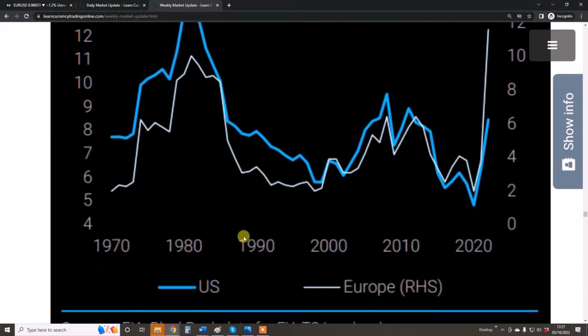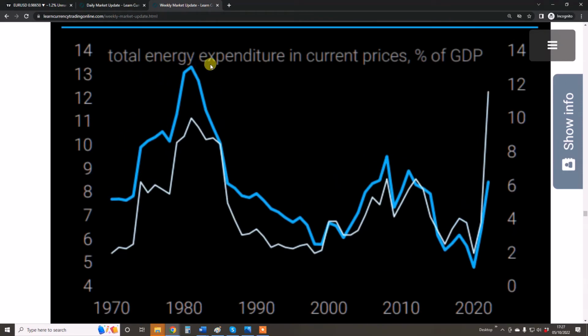Now, in terms of here, we've got US blue line, Europe grey line, total energy expenditure in current prices percentage of GDP. Eurozone is spending 12%, double the US. This crisis is not getting solved in the short term. So that's going to be a real bearish fundamental going forward for the zone. Okay, US is much more insulated from rising energy costs.